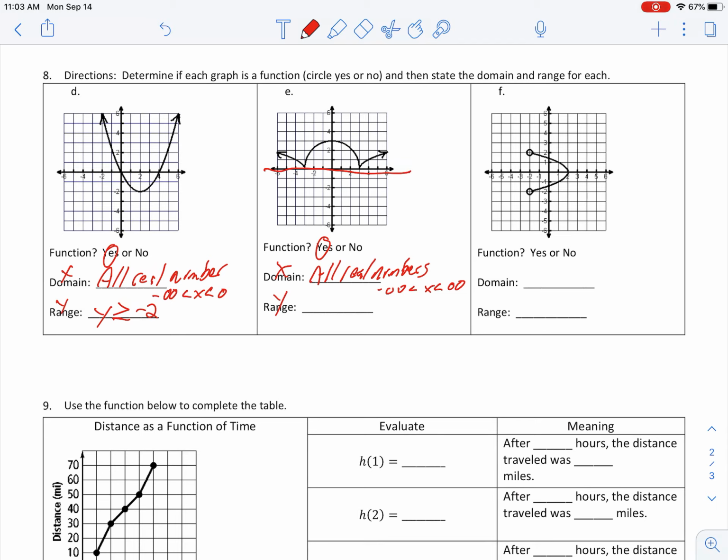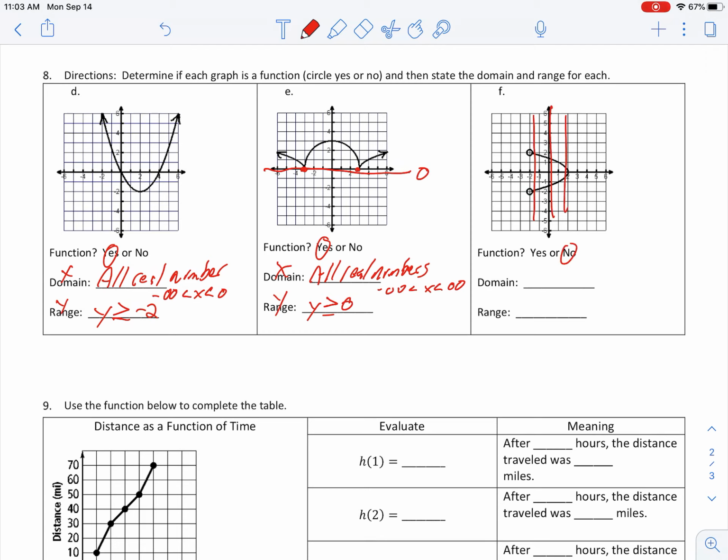Floors and ceilings for the range. I have one of those. I have a floor. But I do not have a ceiling because those arrows, it's going to do this. That's what the arrows are going to do. So I don't have a ceiling. So I want everything above 0, okay? Everything above 0. And I'm going to put an equal to there because right here where it starts at 0, those are solid.